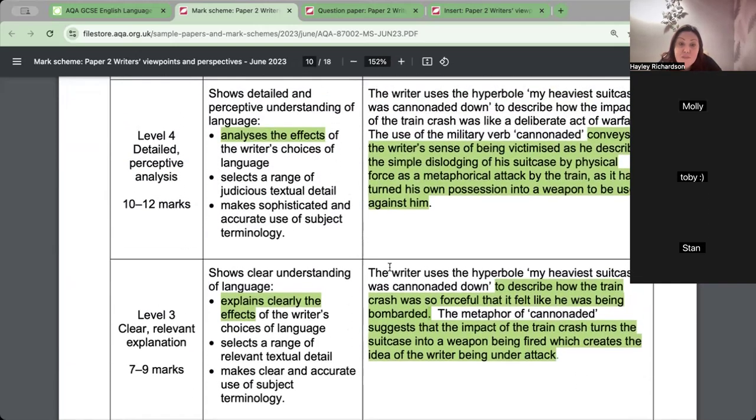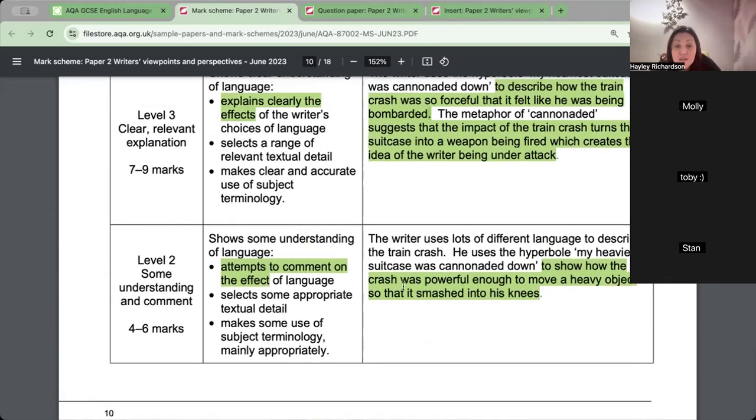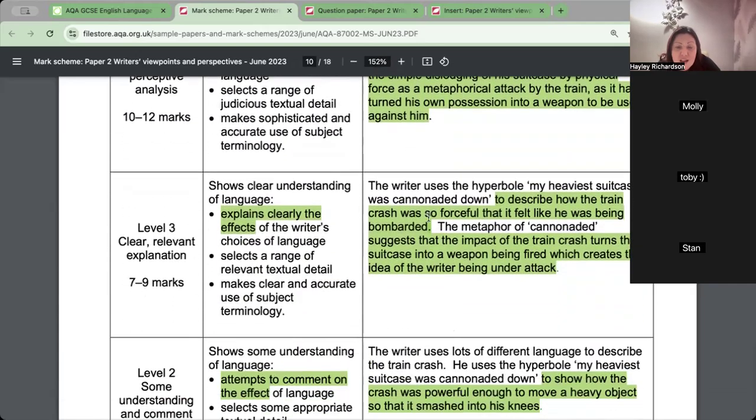Level 3, 7 to 9 marks out of 12. The writer uses the hyperbole, my heaviest suitcase was cannonaded down, to describe how the train crash was so forceful that it felt like he was being bombarded. So what they've done here is they've actually described what this means. Now, it could be that they do know, but it makes me think that earlier on, these lower marked ones didn't really know what they meant by cannonaded. So, you know, give a bit of a description, give an insight into what they're trying to do.